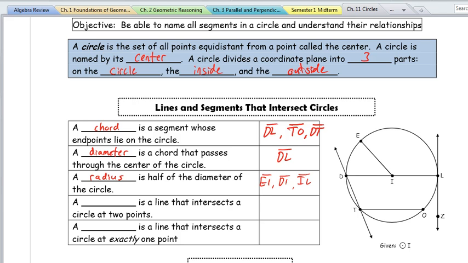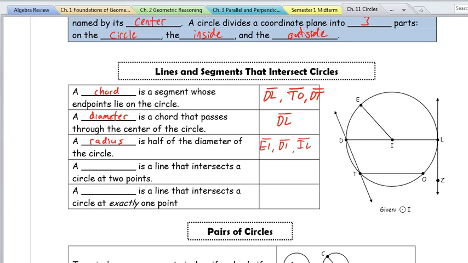Next one. A line that intersects the circle at 2 points, meaning it goes through at two different times, is called a secant. And this is where secant and chord are a little bit similar. Okay, it's really just about how you label things. So for example, if we want to say DT is a secant, we have to make sure we say it's line DT because it passes through. If you cover it up after where DT passes through the circle, it looks like it's just a chord. So you got to be really, really careful. And that is the only secant on here.